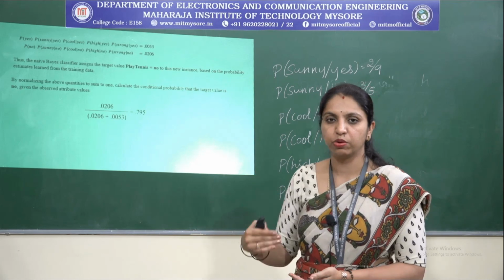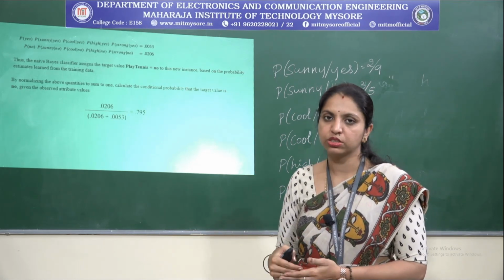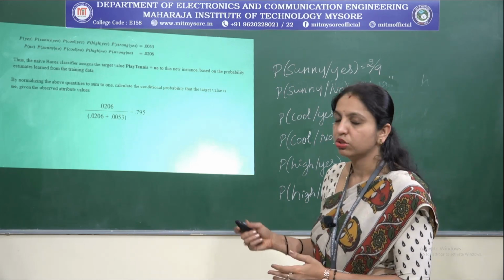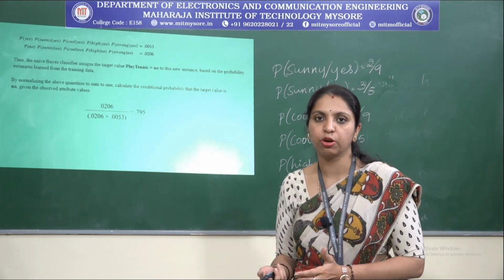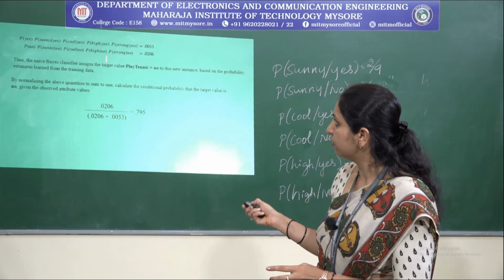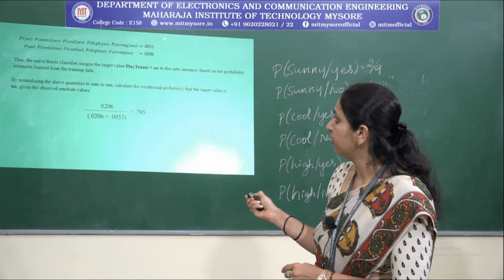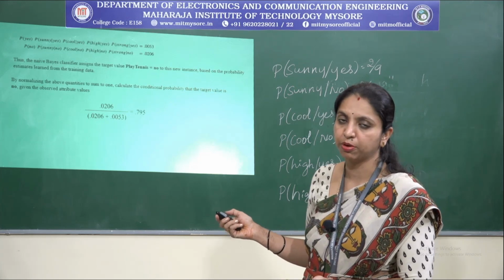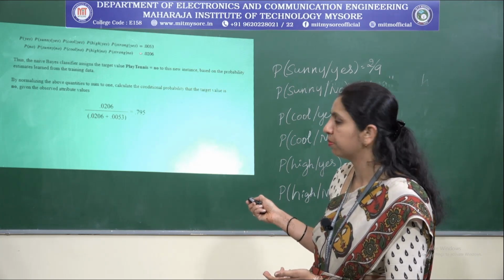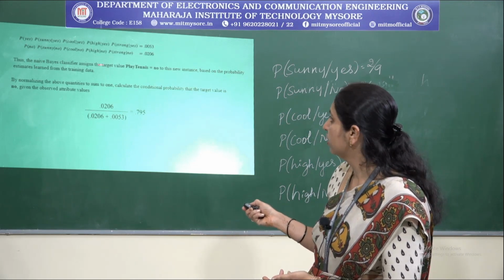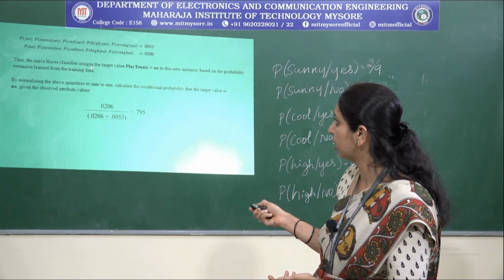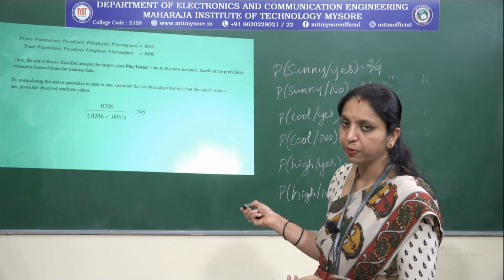We had 14 training examples. Based on the training examples and the conditional probabilities, we have calculated a posterior probability both for yes and for no, and out of these two we have to find the maximum a posteriori probability. Since this one has the maximum a posteriori probability, the new instance can be assigned, or the target value should be, no.